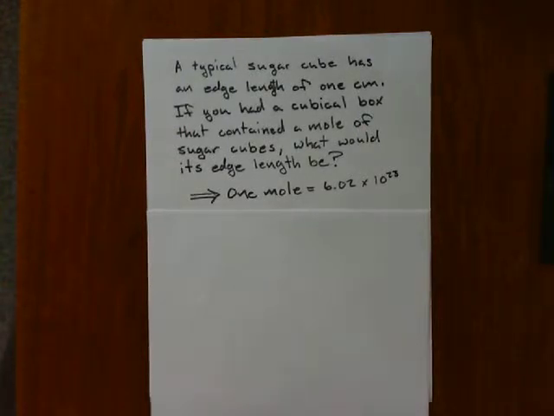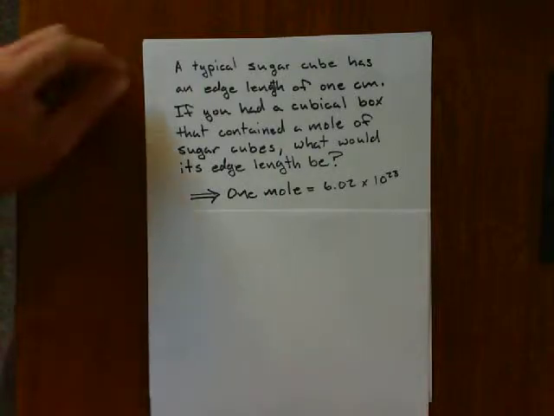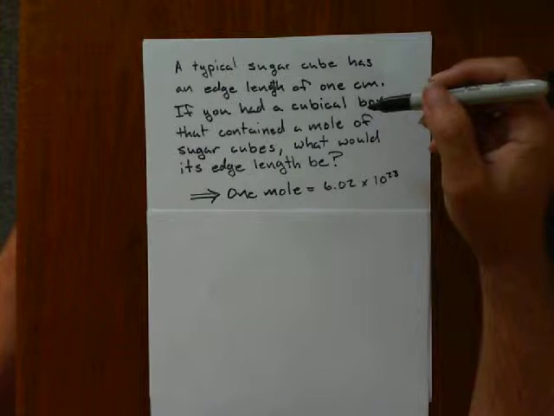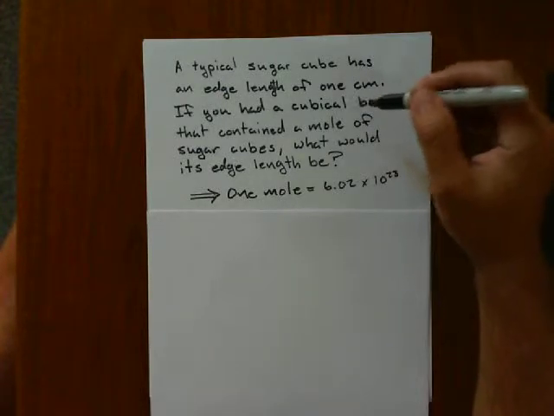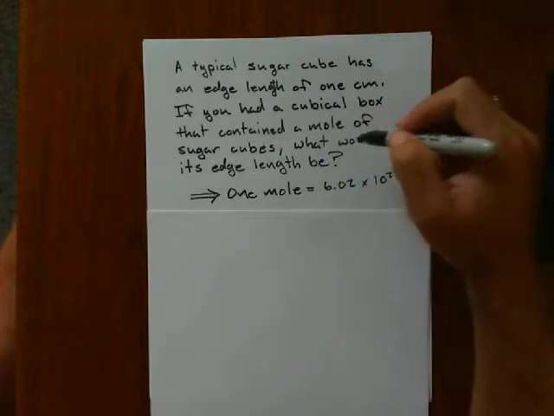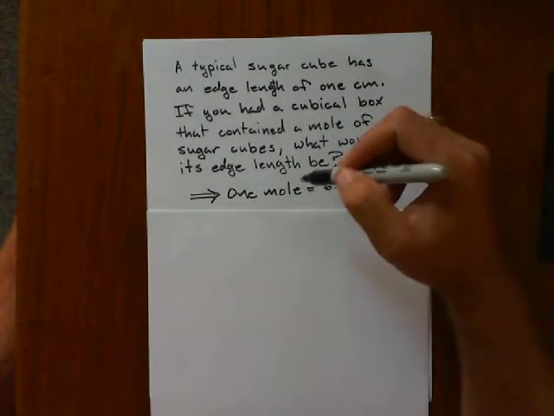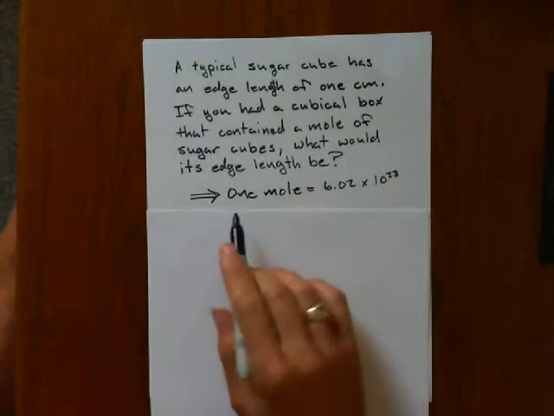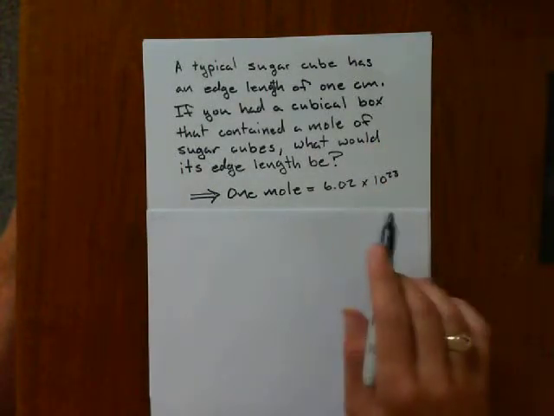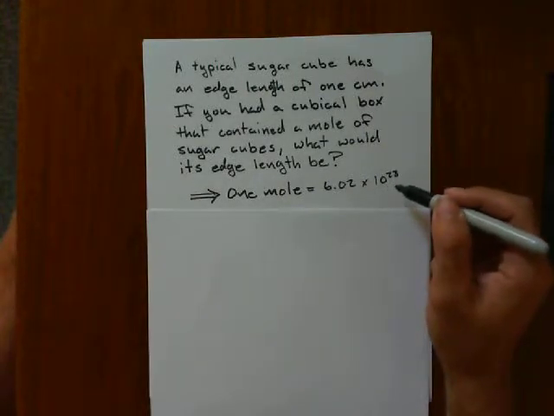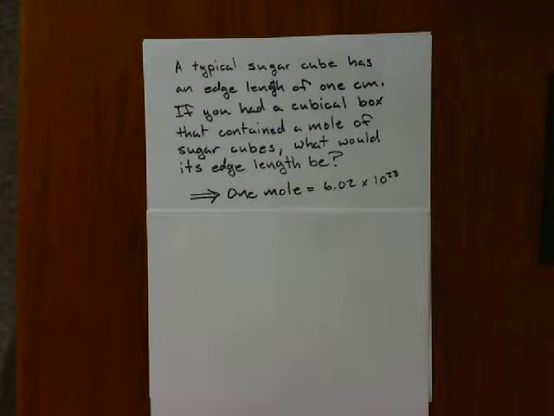Okay, this is a little physics problem I had, and it went like: a typical sugar cube has an edge length of 1 centimeter. If you had a cubical box that contained a mole of sugar cubes, what would its edge length be? And I also have what a mole is right here. It's 6.02 times 10 to the 23. It's like the chemist's dozen.